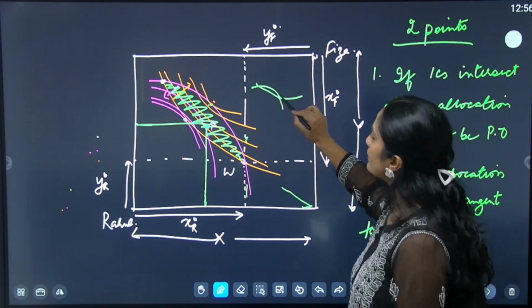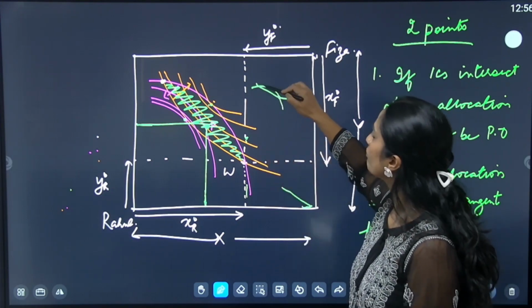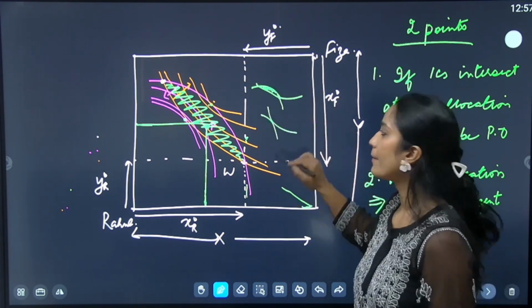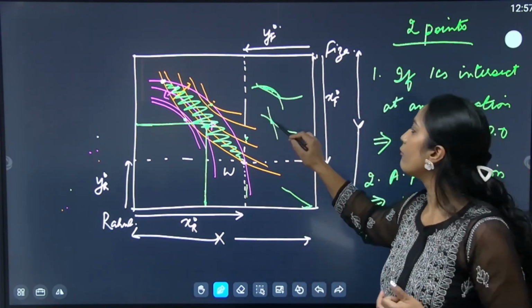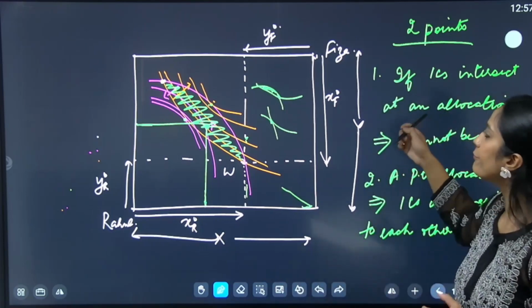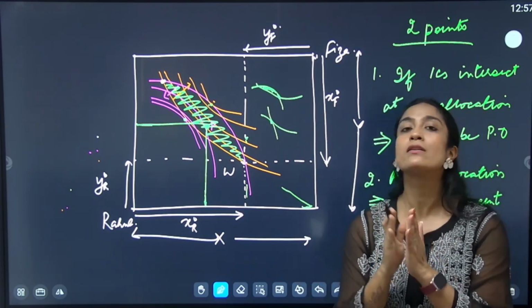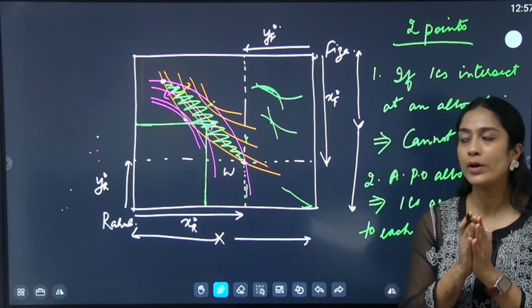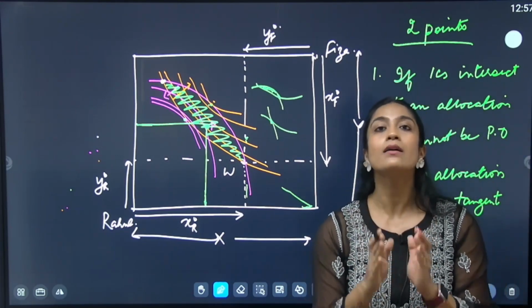If the ICs are like this, it cannot be Pareto optimal, because somewhere in this lens you will get an improvement. But if they are tangent, then there is no way to make improvements without making one person worse off, right? So if ICs are intersecting, improvement is possible, there are Pareto moves possible, and if there is a point that is Pareto optimal, that necessarily means that the ICs are tangent.